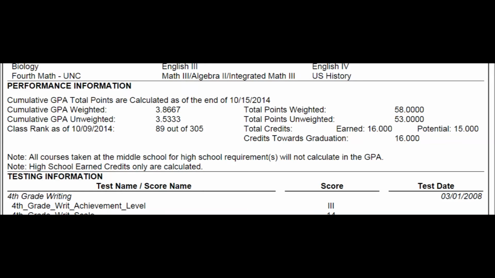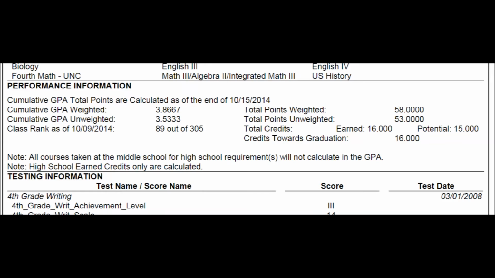Your total credits, your earned and potential: if you have passed all of your classes, then your earned should equal your potential credits. If you have not passed all of your classes, then your earned credits will be less than your potential. And then credits toward graduation, for most of you, will also equal your earned credits, unless you've taken some credits in middle school, in which case that number might be a little bit different. But for the most part, your earned credits and credits towards graduation will be the same.